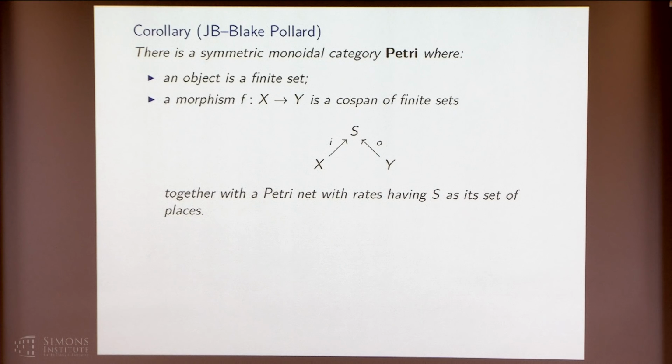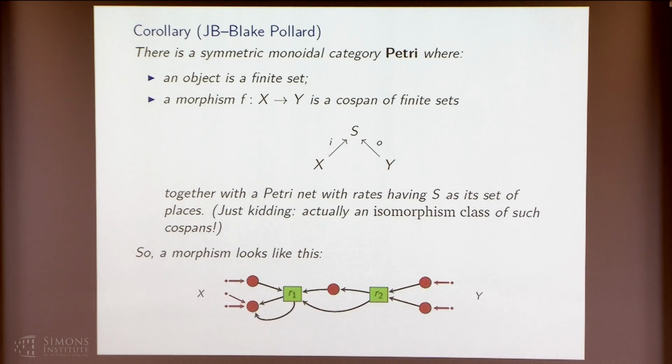So then we can apply this all over the place. We can apply this to get this category of Petri nets, which is the example I've been talking about, where the objects are finite sets. The morphisms are cospans of finite sets, together with a Petri net with rates, having S as its set of places. And again, just kidding, it's actually an isomorphism class of these things. So a morphism in here just looks like what I've been talking about, one of these kind of gizmos.